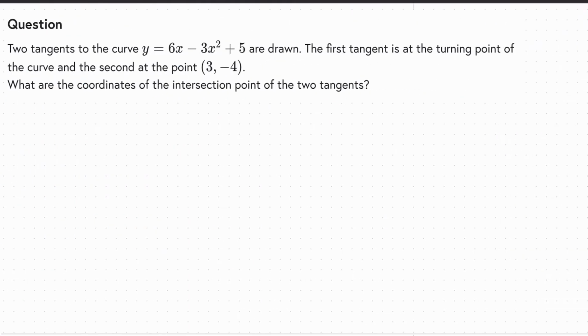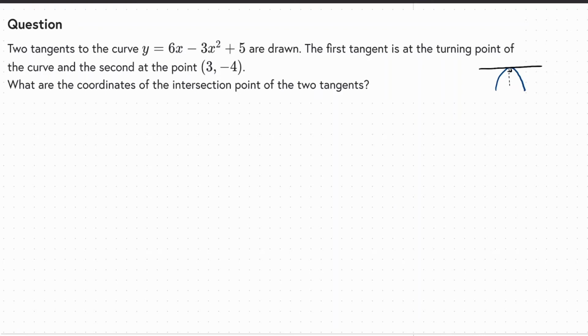Now in this next question, we're given a lot of information, and we're going to have to use this to answer the question, which is finding the intersection point of the two tangents. So firstly, let's have a look at what our graph might look like again. And again, it's a negative parabola. And I've got one of these tangents at the turning point, which means it's here, right? So if I drop a line, it's meeting at a right angle.